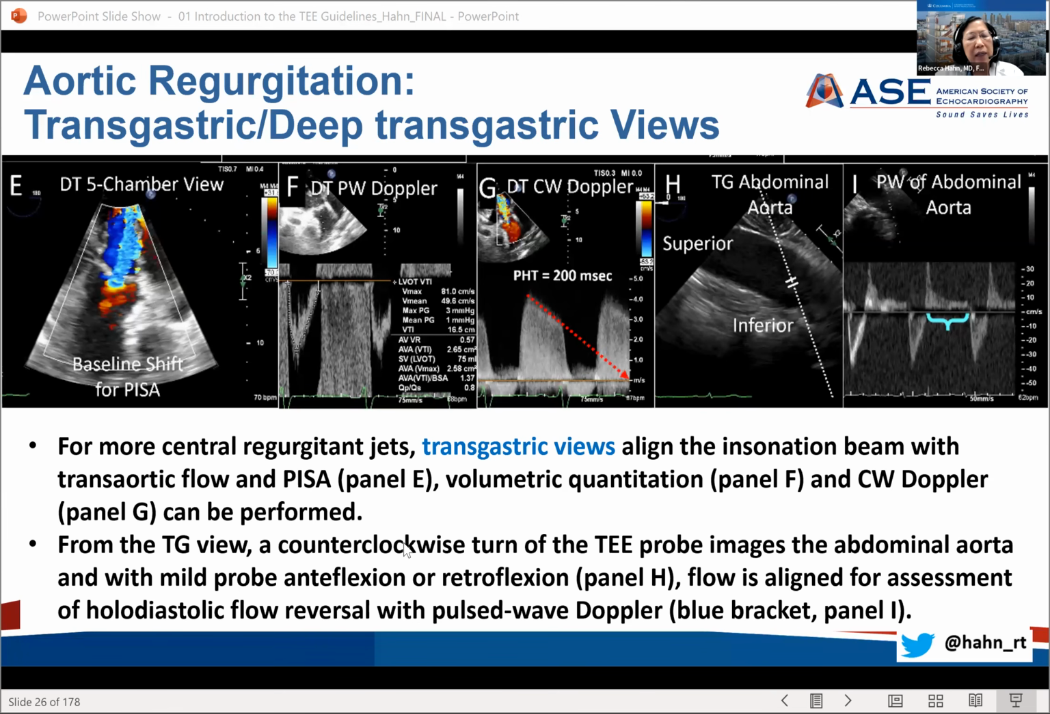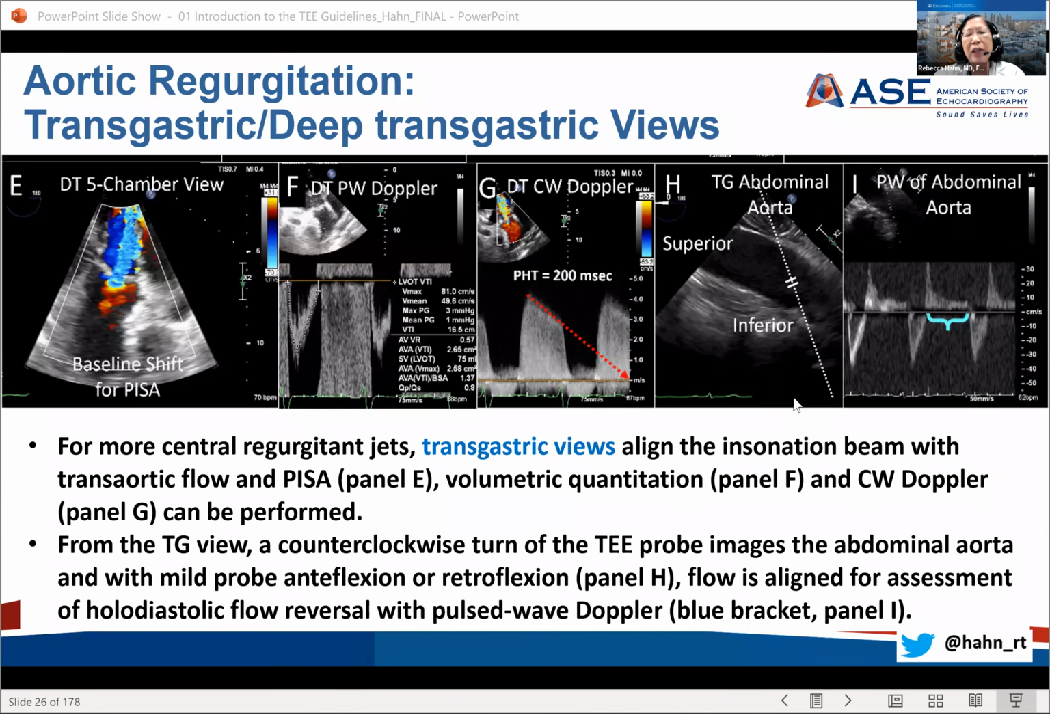Don't forget that if you have a central jet, not an eccentric jet, but one that's coming straight down the middle, then the gastric views are going to be the ones that you want. So this is deep transgastric to, again, get the proximal isovelocity surface area. We've baseline shifted, and we've gotten the pulse wave sample volume. And then also, because we're so well aligned, we can also measure the CW, and in this case looked at the pressure halftime.